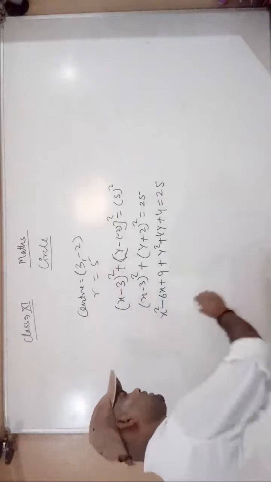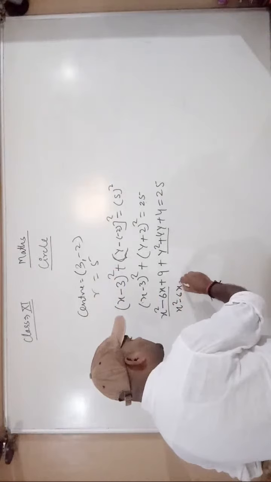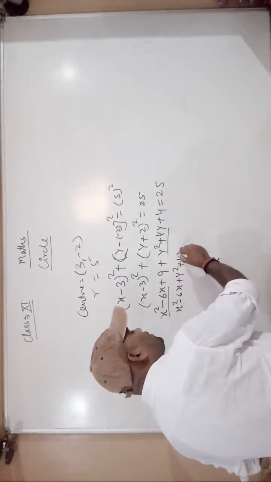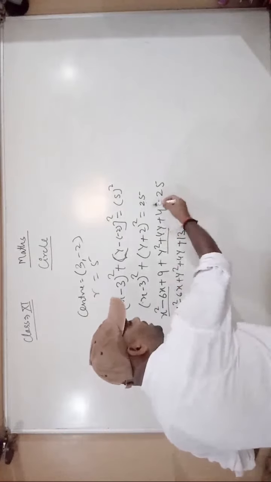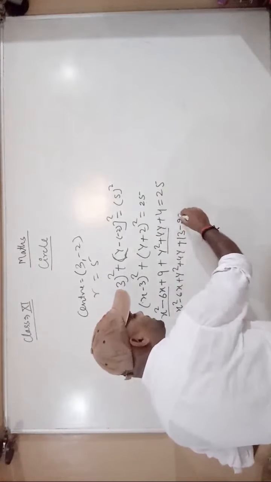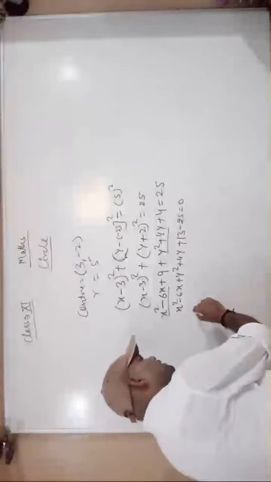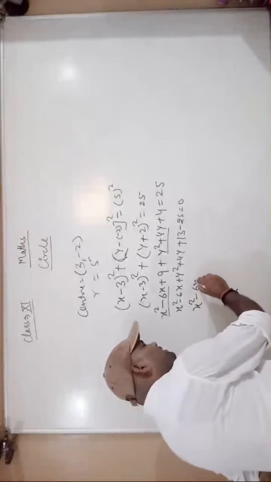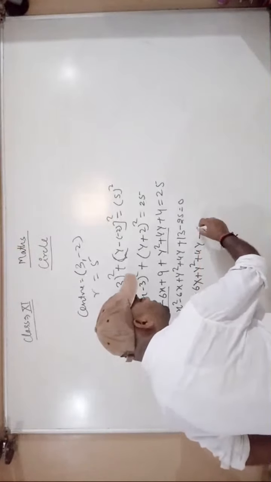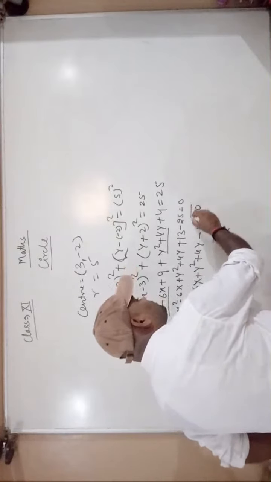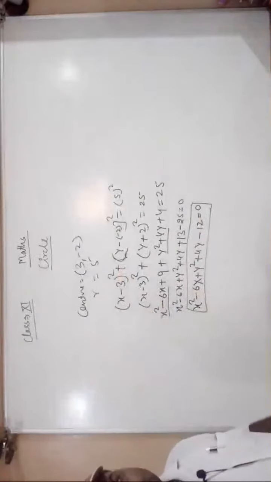Clear? Now if we arrange this, we will get x square minus 6x plus y square plus 4y plus 9 and 4, that is 13. And if we transfer this 25 to the left side, it becomes minus 25, so 13 minus 25 is minus 12. So this becomes x square minus 6x plus y square plus 4y minus 12 is equal to 0. This is the required equation of the circle.